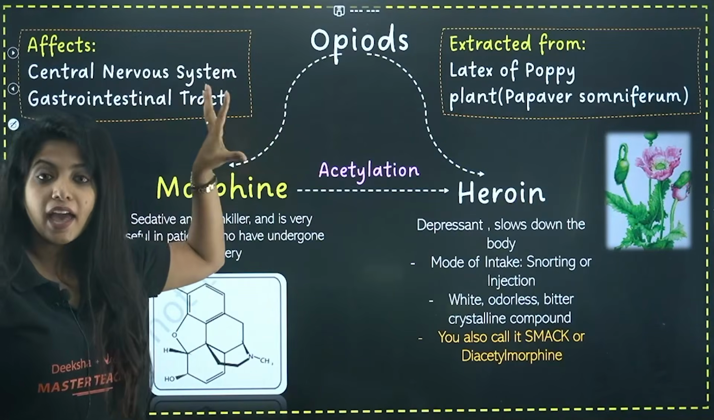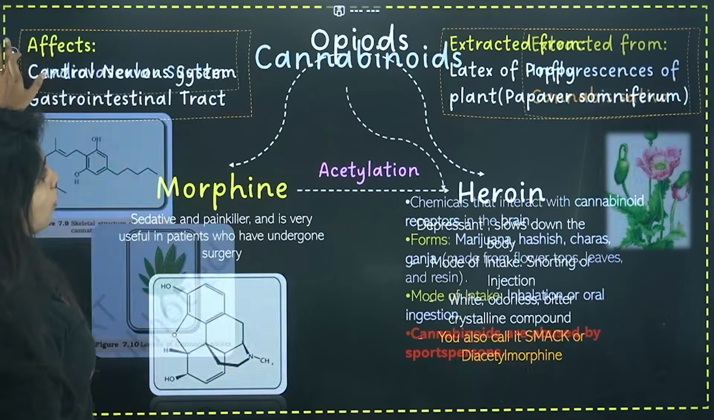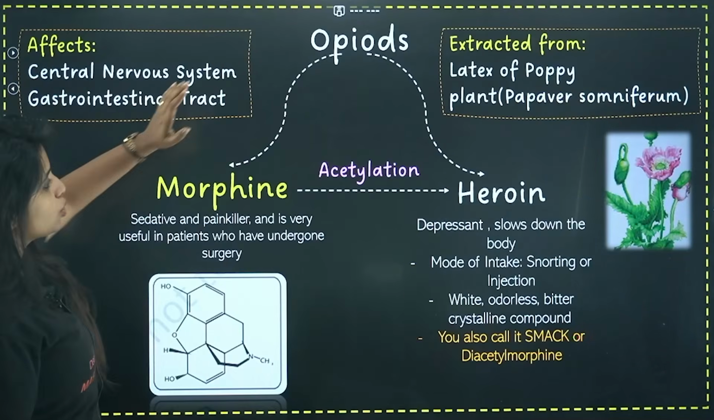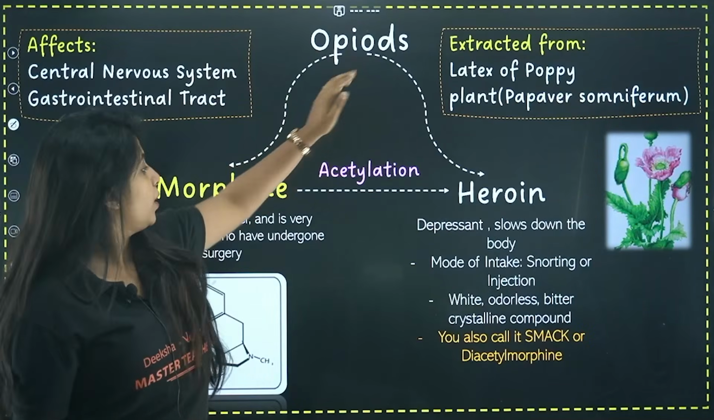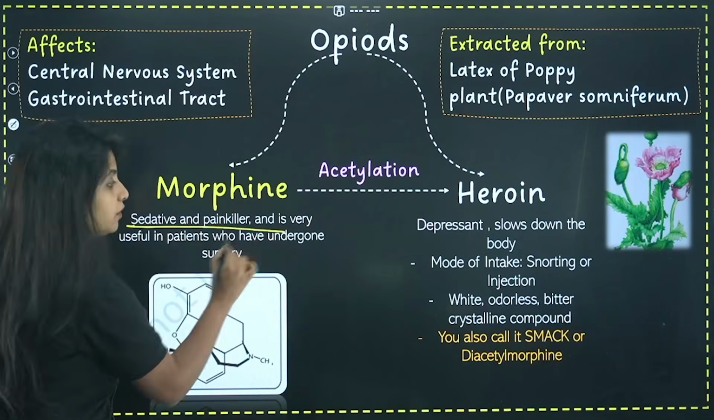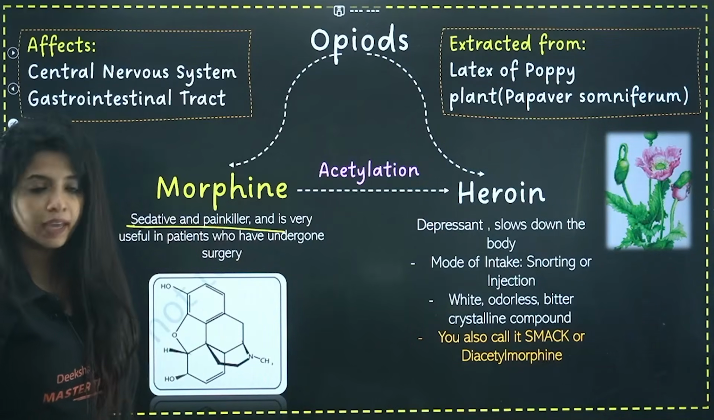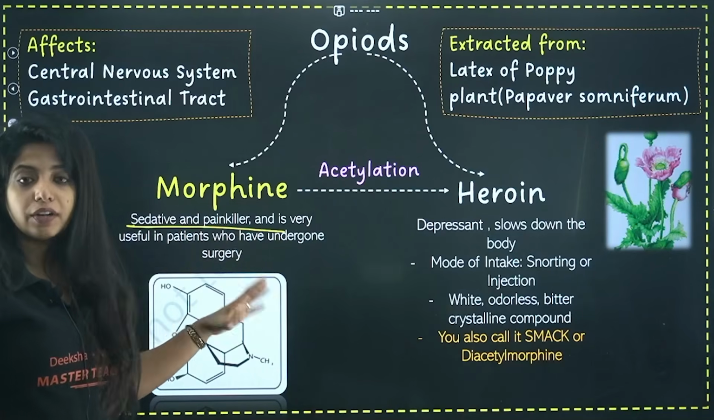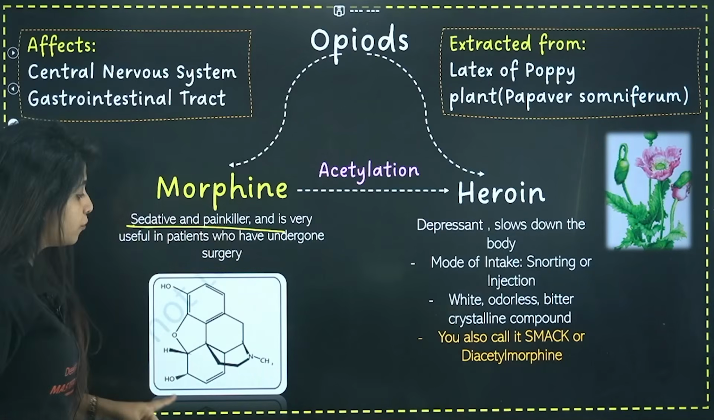So here I have made a list of all the drugs. You can go through it. Opioids, I'll just quickly go. Opioids, you have morphine and heroin. As I told, morphine is a sedative and a painkiller, and it is useful to patients who have undergone surgery. The structure of morphine looks like this.